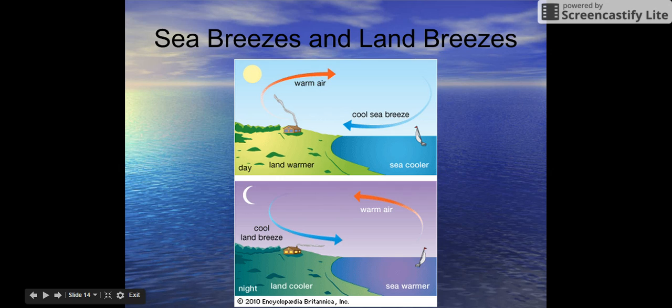Land breezes and sea breezes. We are going to come back and hit this in a moment. I just wanted to stop here to give you guys an opportunity.